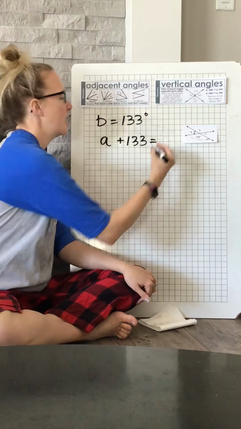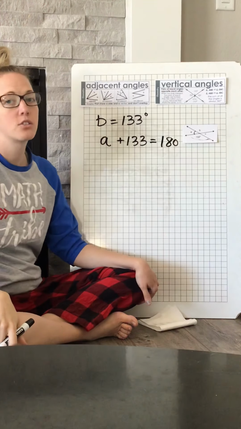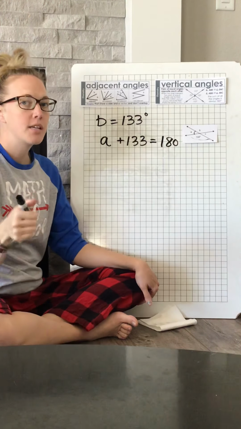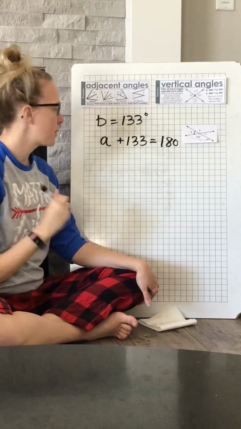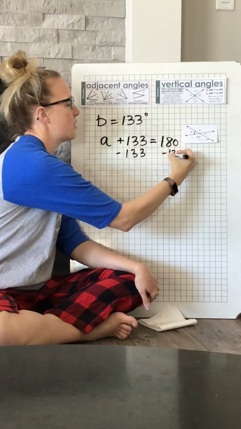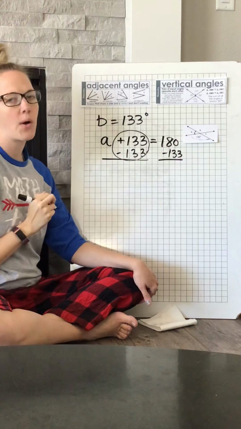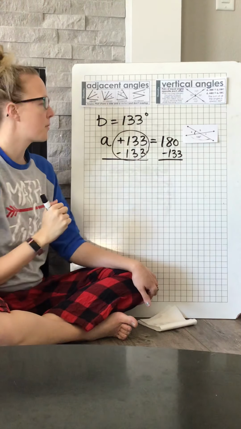All right, your answer should be 180 degrees. So now I need to go back to what I did on the last one. I need to subtract 133 from each side. That's going to help cancel out and zero out all of the stuff that's hanging out with A.